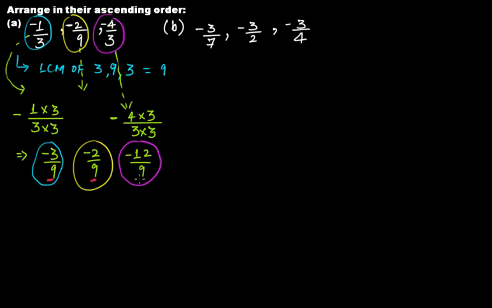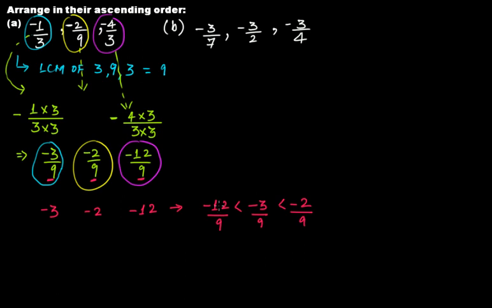Denominators are the same. Just compare now the numerators. So minus 3, minus 2 and minus 12. You have to arrange them in an ascending order. So do that. Clearly minus 12 is less than minus 3 is less than minus 2. Right? Therefore, minus 12 over 9 is less than minus 3 over 9 is less than minus 2 over 9.